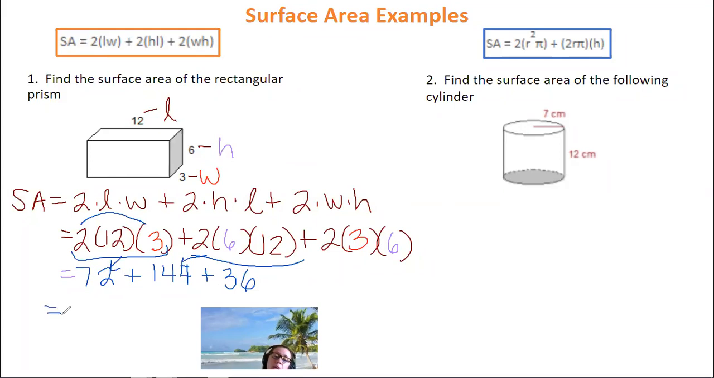Good job. Then we're going to add them together. We're going to go 72 plus 144 plus 36. What do you guys get? 252. Good job. And then we would label that units squared because it's an area, so it's all squared. Yeah, good stuff.